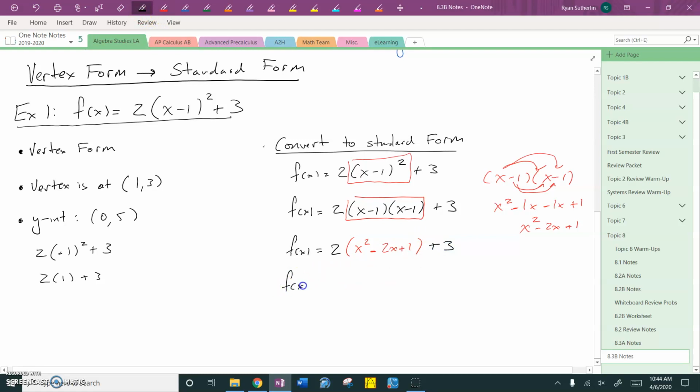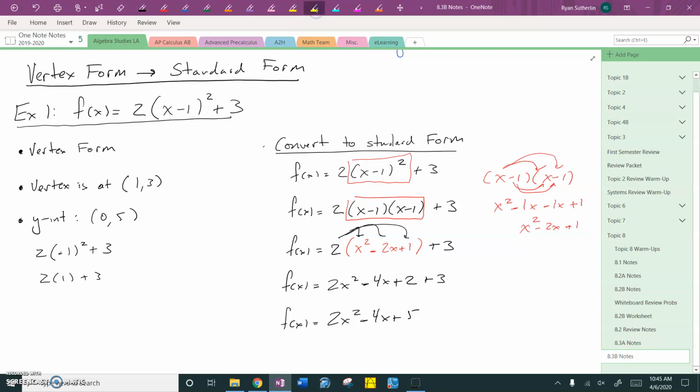So now I can distribute the 2. So I have 2x squared minus 4x plus 2 plus 3, and now combine like terms, and in standard form I have 2x squared minus 4x plus 5. Well, look at what we have here, everyone. In vertex form, we found the y-intercept to be 5. In standard form, remember, there's the y-intercept. They match.